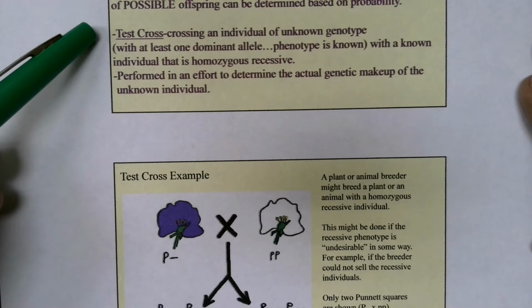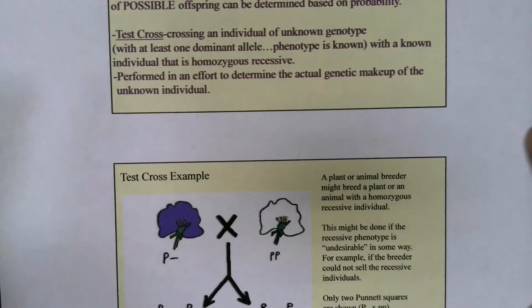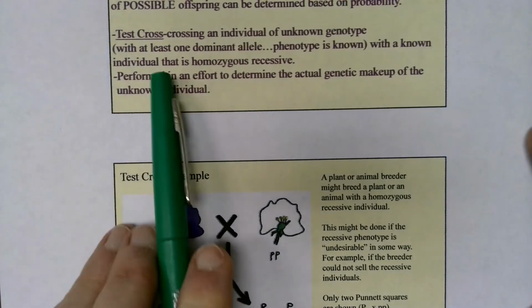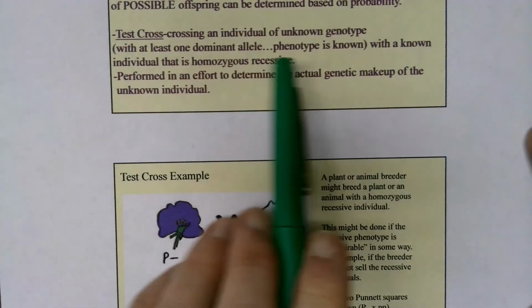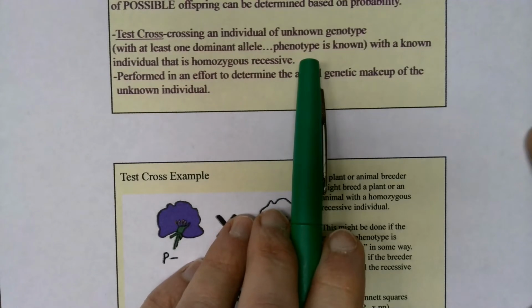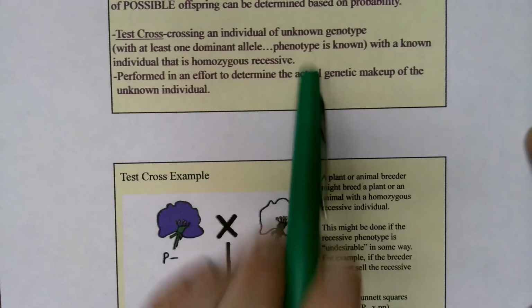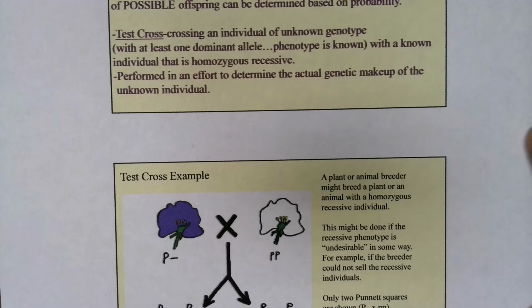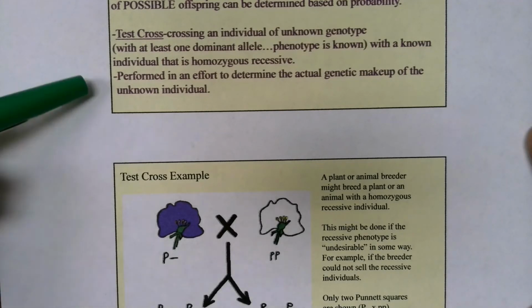So look here, a test cross by definition is crossing an individual where you, as the person working the problem, don't know the genotype, all right? What you do know is that that individual has at least one dominant allele, so you know the phenotype. And so you're going to cross that unknown, quote unquote, individual with a known individual that's homozygous recessive. This is performed in an effort to determine the actual genetic makeup of an unknown individual.